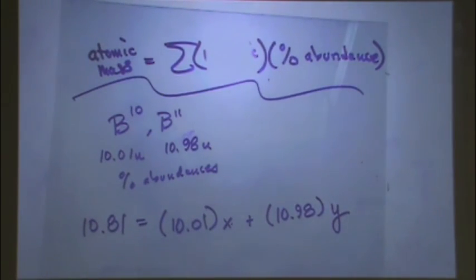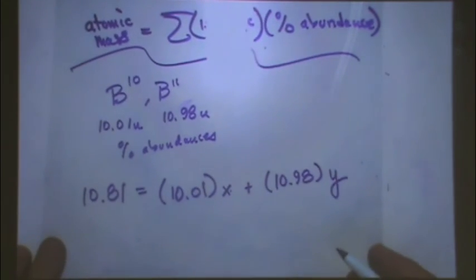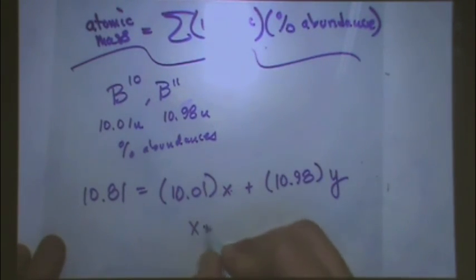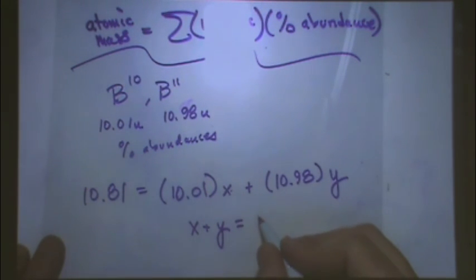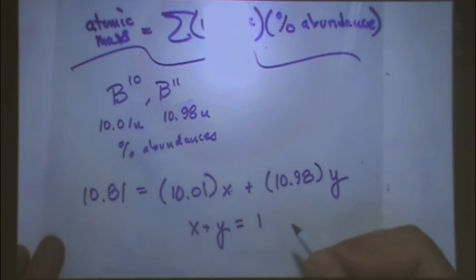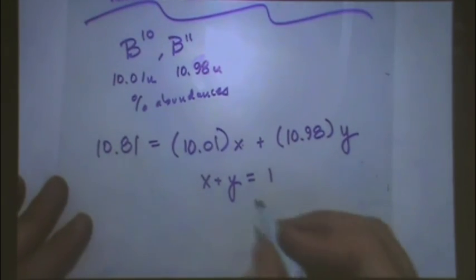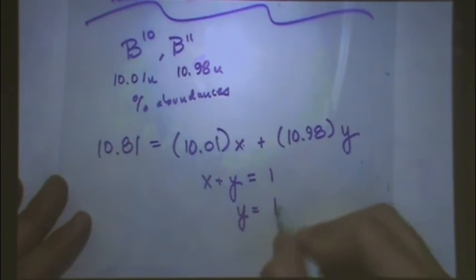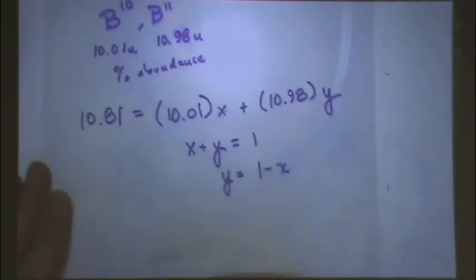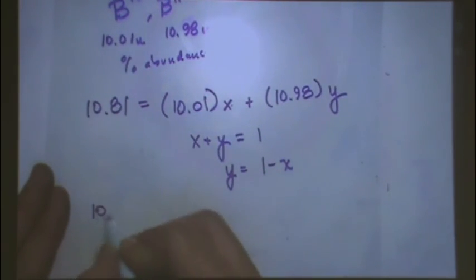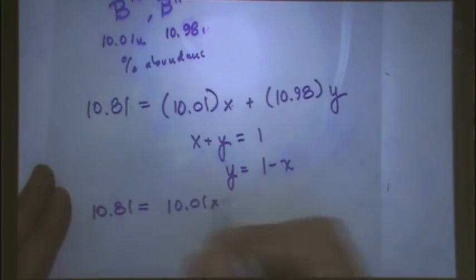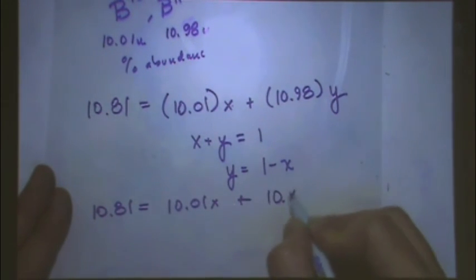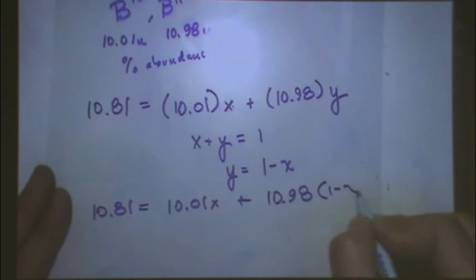So notice I have two unknowns, x and y, but I also know one more thing. What is that? x plus y, as I've written the equation, is what value? 1, okay, because it's a fraction. All right, so what I would do is I'd say, well, y equals 1 minus x, and so I rewrite your equation. 10.81 equals 10.01x plus 10.98(1 minus x).